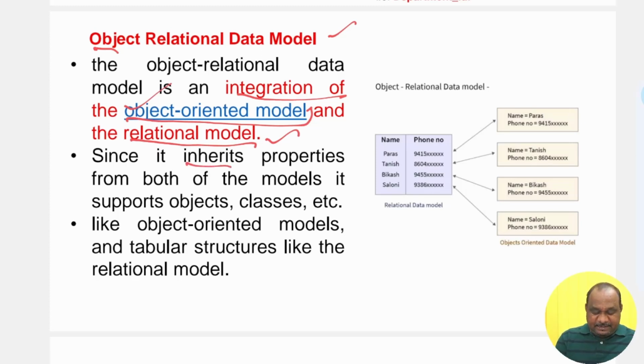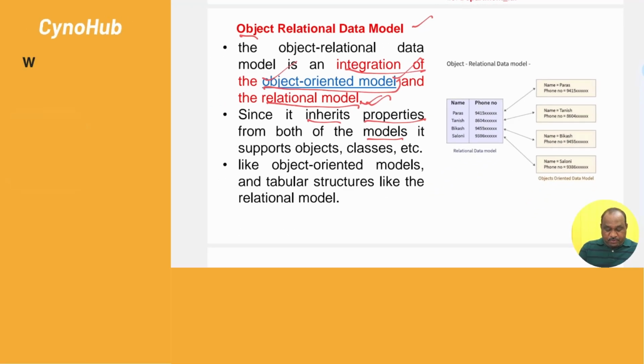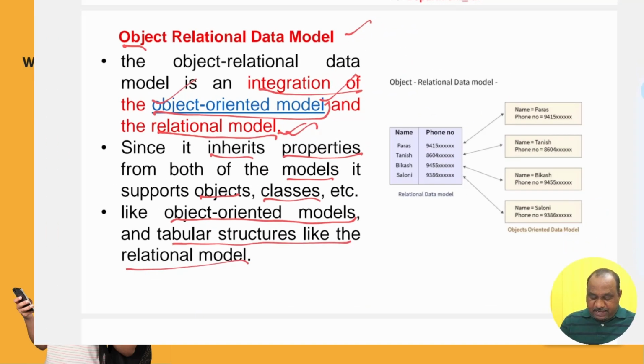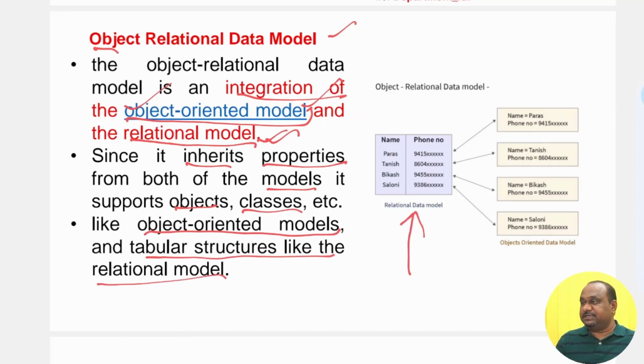Since it inherits the properties of both the models, that is object-oriented model and relational model, it supports objects and classes. It's like object-oriented data models and the tabular structure of the relational model. If you see the example, this is a relational data model representation. What I told, there are attributes and tuples. This is the representation of the relational data model.